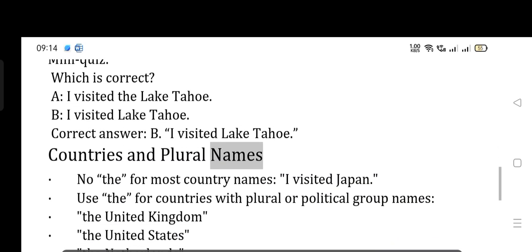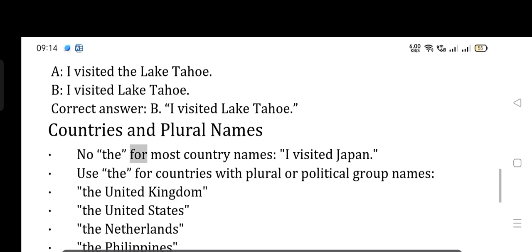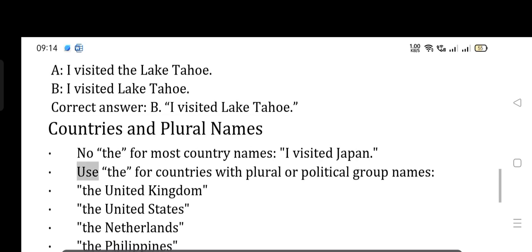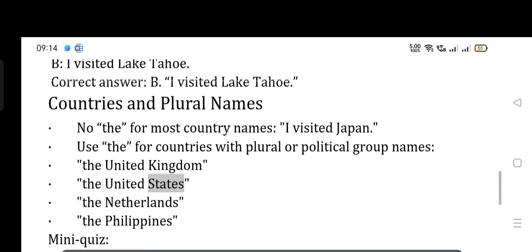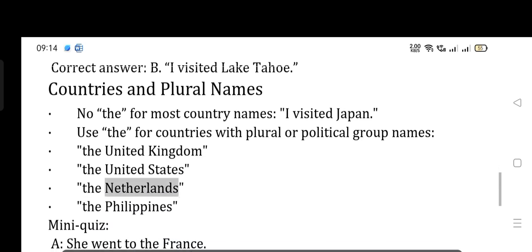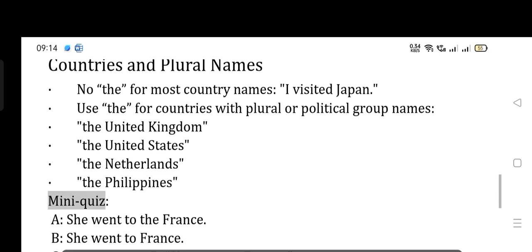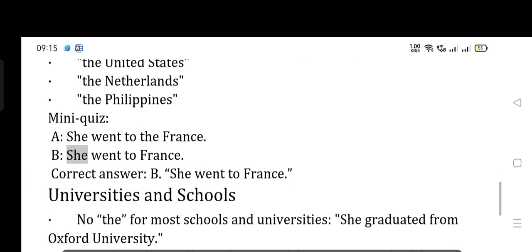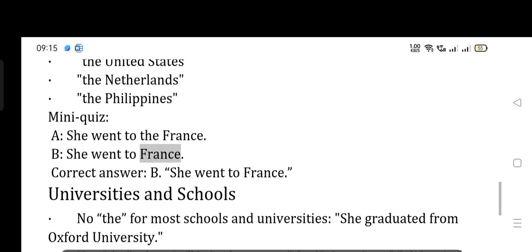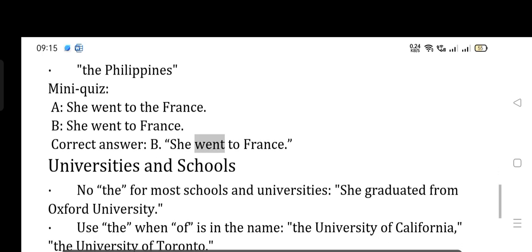Countries and plural names. No "the" for most country names: I visited Japan. Use "the" for countries with plural or political group names: the United Kingdom, the United States, the Netherlands, the Philippines. Mini quiz: A. She went to the France. B. She went to France. Correct answer: B. She went to France.